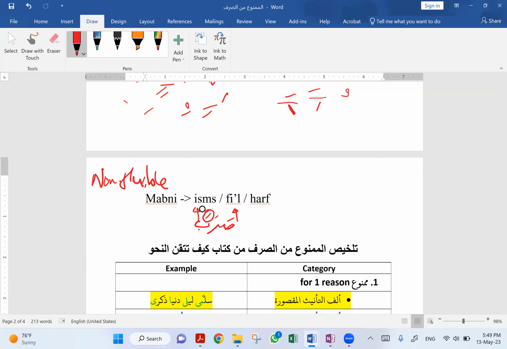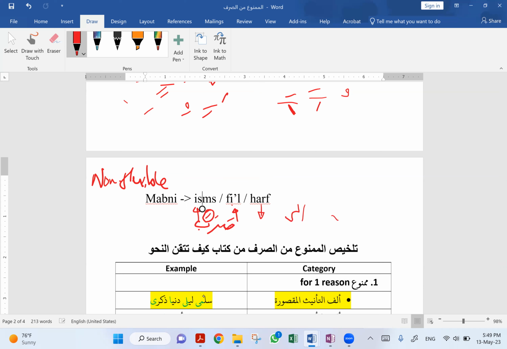You never have ضربوا. You will never have أكلوا. It will never be like that. It's always going to be whatever haraka it ends with. If it's a fatha, it's always going to be a fatha. If it's a dhamma, it's going to be a dhamma, like that. So that's fi'l. Then harf, of course, we know harf.